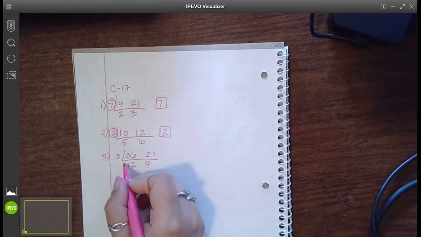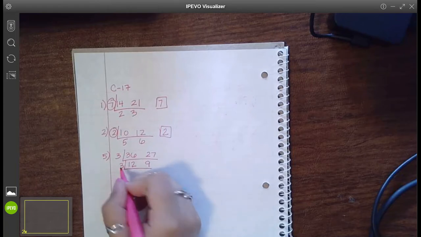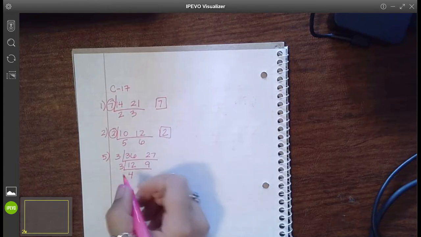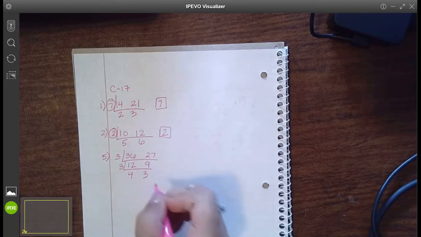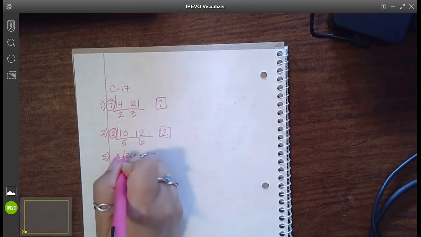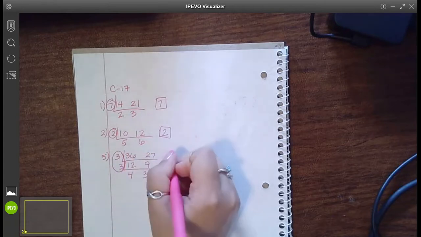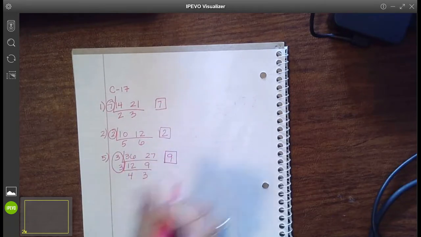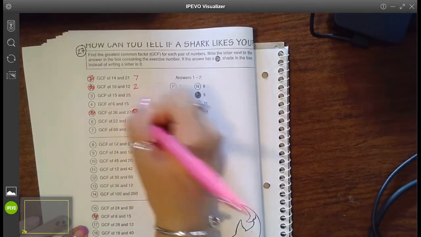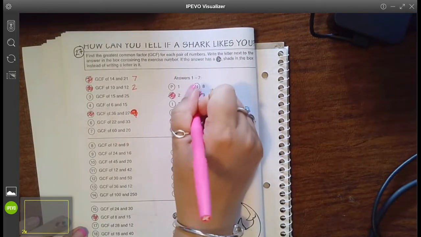Am I done? Nope, because what can go into both 12 and 9? 3 can. And 3 goes into 12 4 times, and 3 goes into 9 3 times. Can I keep going? No. So that's my GCF, 3 times 3, which is 9. So on my paper, I'm going to write a 9, and 9 is right here.